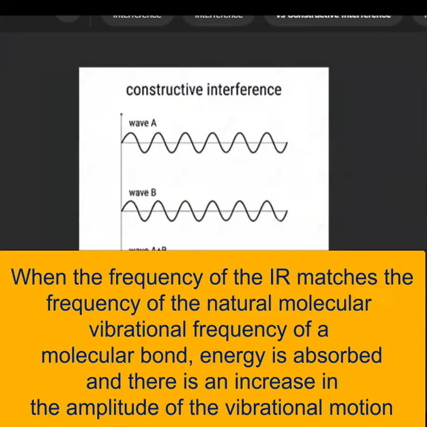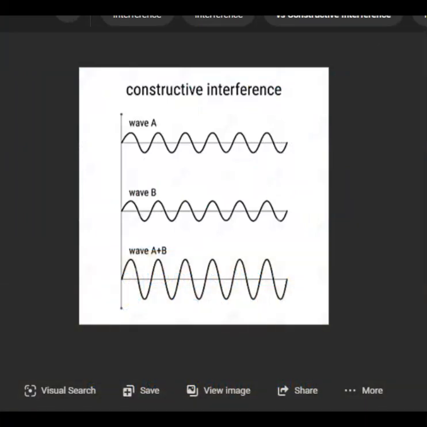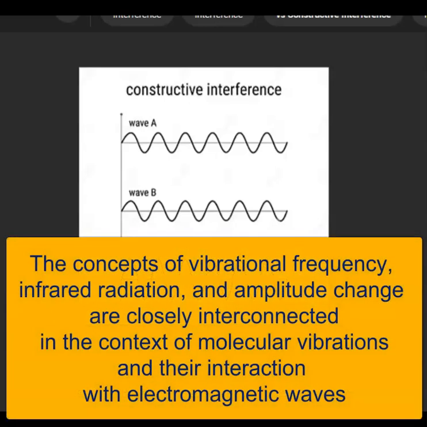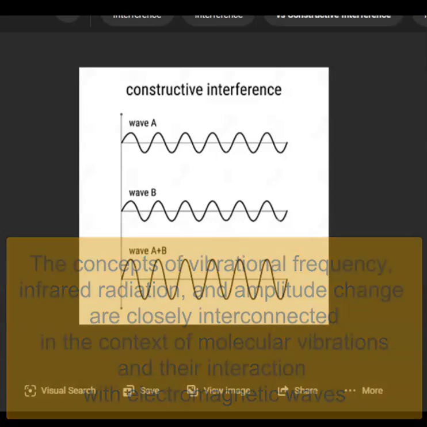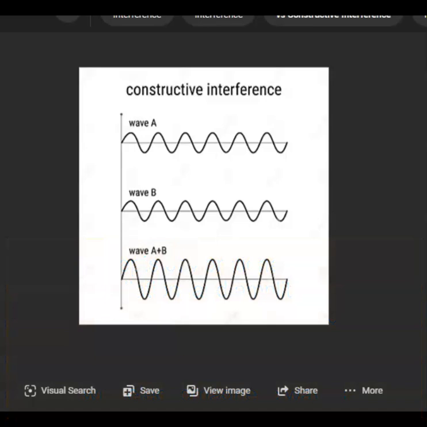So you might be familiar with the concept of constructive interference. If the frequency of one wave matches the frequency of a second wave, we will have a constructive interference effect, and the total amplitude will equal the amplitude of our first wave and our second wave.